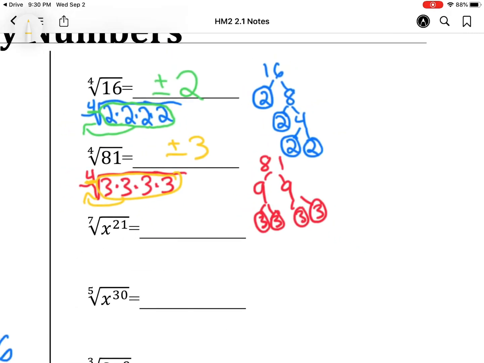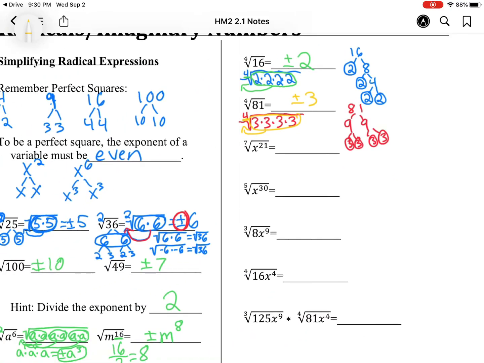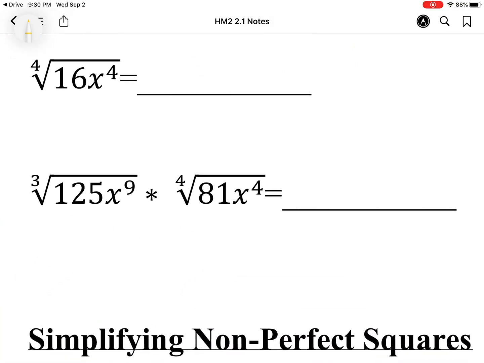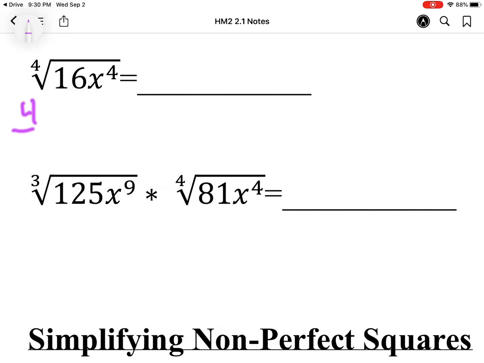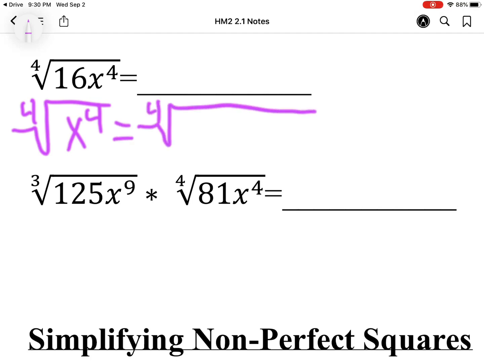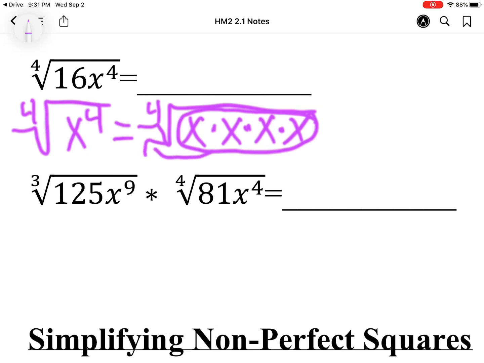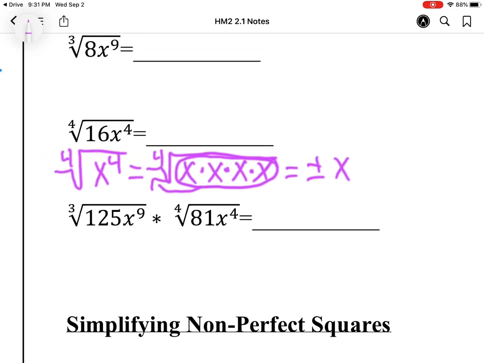Alright. Going on. So there is a trick to this. I want to show you without the trick for a second. So I'm going to do just the variable part of this one before I do that: the 7th root of x to the 21st. If I just had the 4th root of x to the 4th, that means I have the 4th root of x times x times x times x. So I'm grouping 4 of the same and moving it out. So it becomes a single plus or minus x.